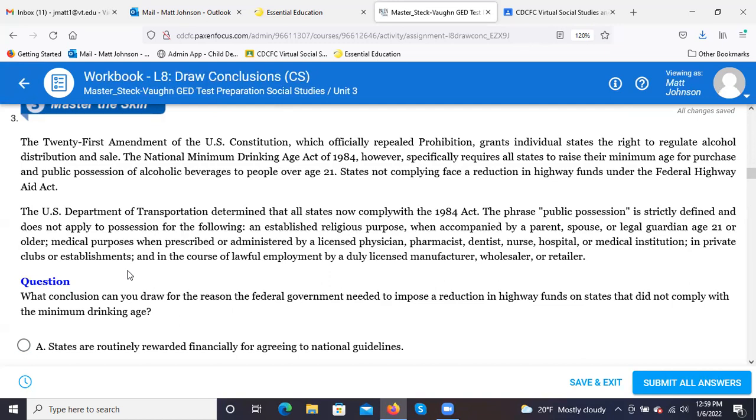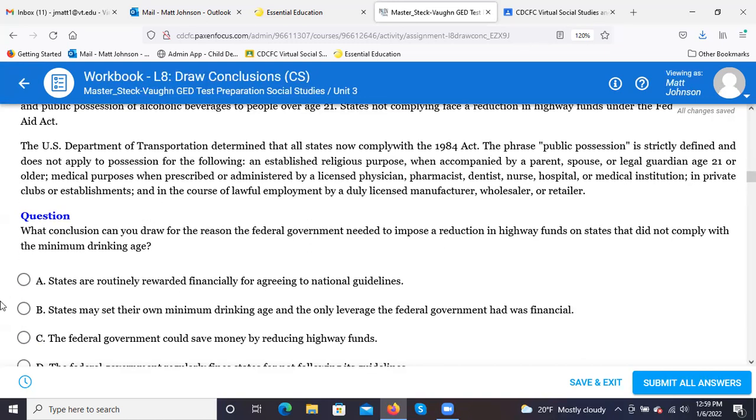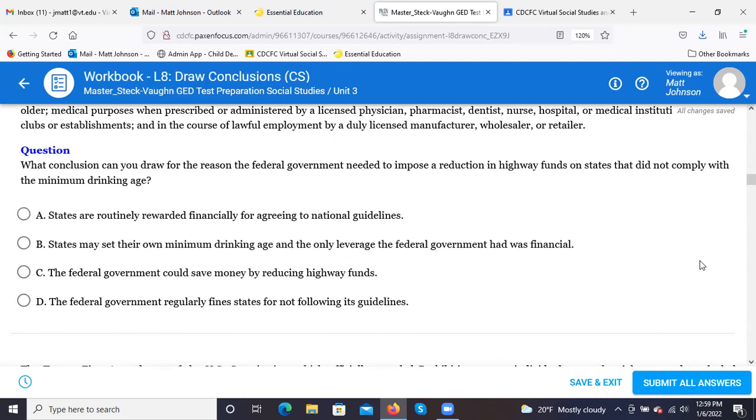All right. And Sasha Case, are you available today? Can you read number 3 for us? Yes, I can read. What conclusion can you draw for the reason the federal government needed to impose a reduction in highway funds on states that did not comply with the minimum drinking age? A, states are routinely rewarded financially for agreeing to national guidelines. B, states may set their own minimum drinking age, and the only leverage the federal government had was financial. C, the federal government could save money by reducing highway funds. D, the federal government regularly fines states for not following its guidelines.